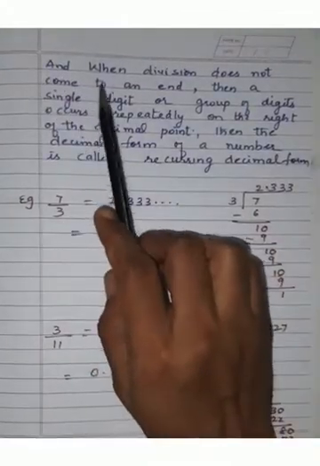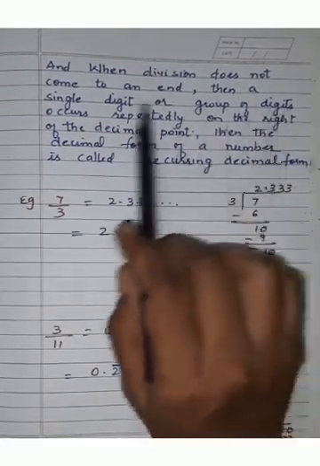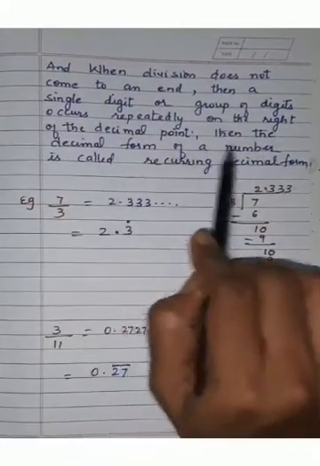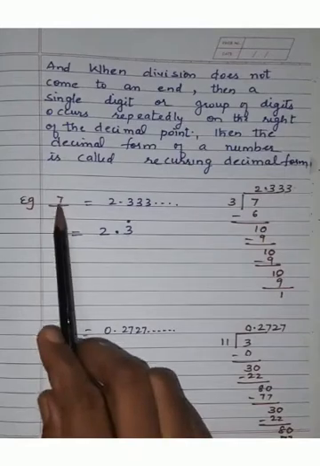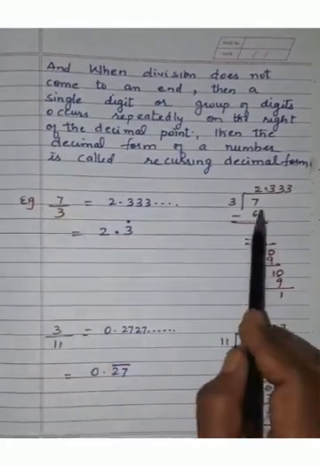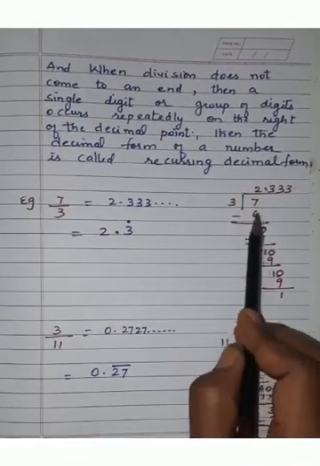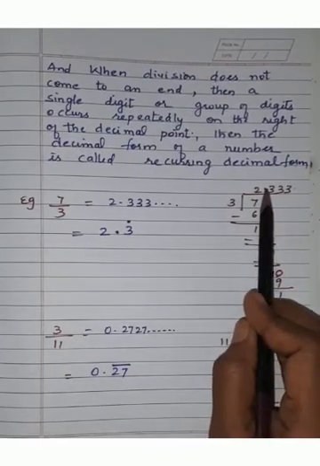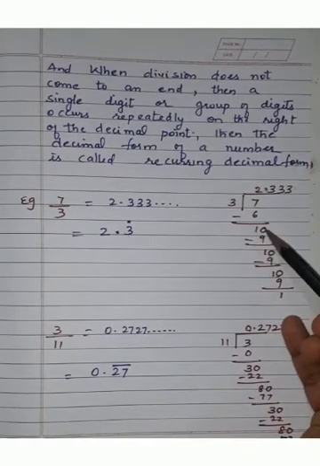Now children, when division does not come to an end, then a single digit or group of digits occurs repeatedly on the right of the decimal point. Then the decimal form of the number is called a recurring decimal form. For example, take 7 upon 3. When I divide 7 by 3, 3 2s is 6, 7 minus 6 is 1. So I will put a decimal point. The moment I put a decimal point, I can take one 0, so I am getting 10 now.